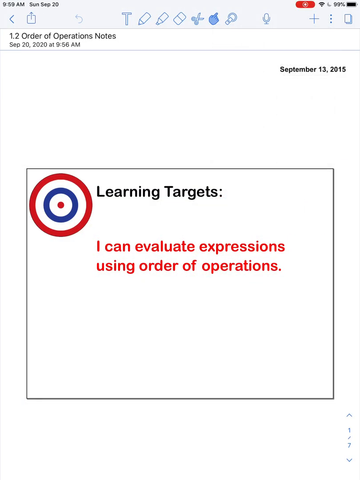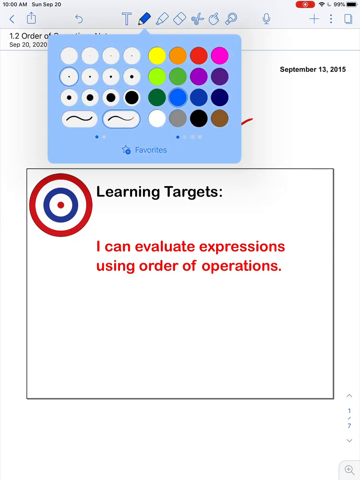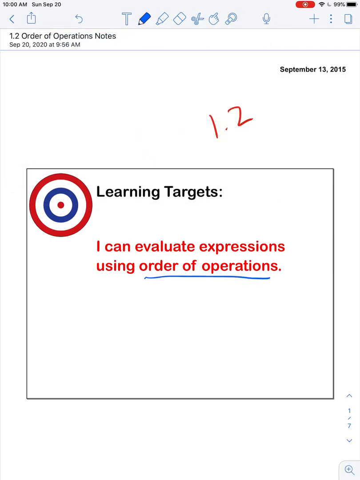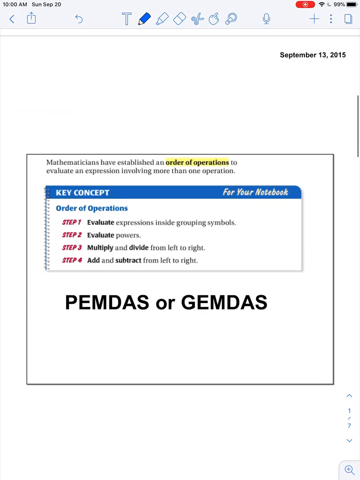All right, guys, let's take a look. This is 1.2, and we're going to look through this together, and then you're going to be experts. We're going to be talking about how to use the order of operations, which means in math, it matters what order you do the math in, or you're going to come up with the wrong answer. So let's take a look at that together.